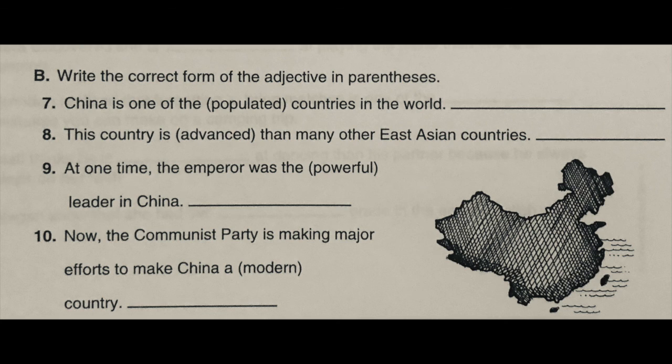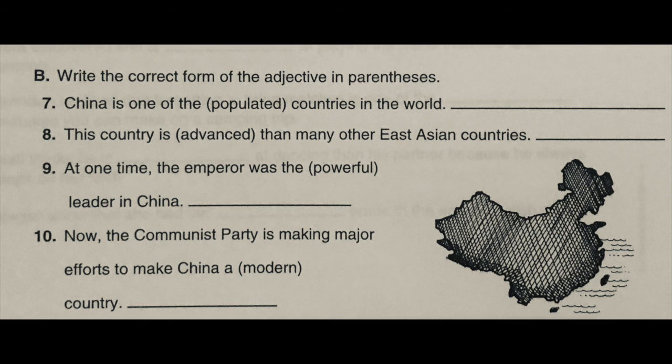All right, let's look at part B. The instructions say write the correct form of the adjective in parentheses. So what you're going to have to do here is look at how many things you're comparing. If you're just comparing 2 things, you're going to use the comparative form. More than 2, you use the superlative form.